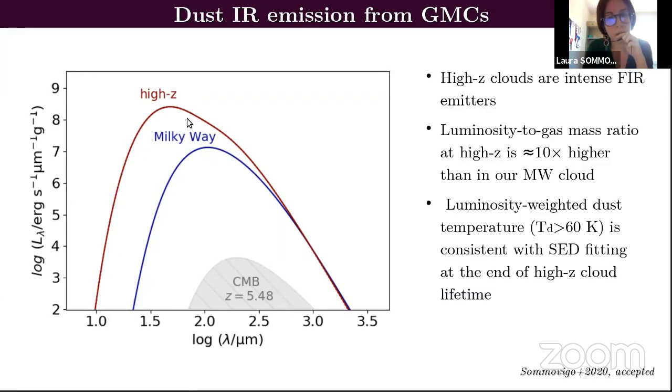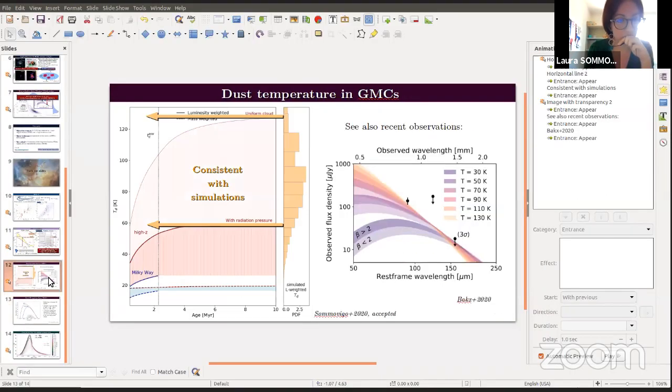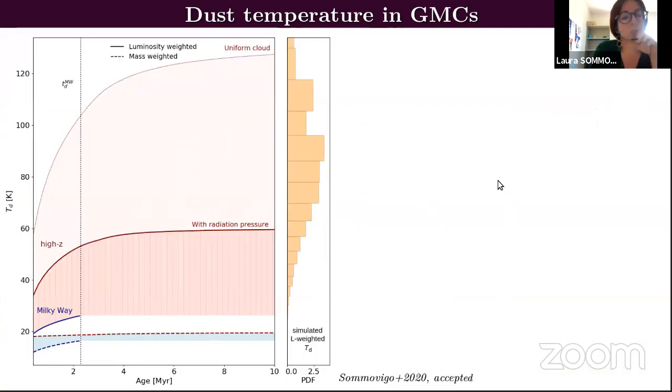However, we also show two different weightings for our dust temperature. Here I'm showing you the dust temperature, luminosity weighted and mass weighted, for our simulated clouds. I would like you to focus always on the red lines, which are the ones related to the high redshift cloud. You can see that if we think of mass weighting, the dust temperature is really low because most of the dust mass is found in equilibrium with the CMB.